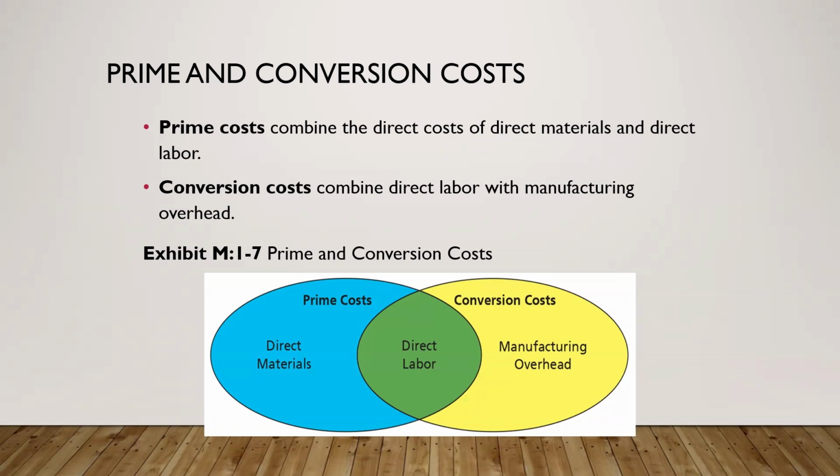Conversion costs. Conversion costs combine direct labor and manufacturing overhead. That's conversion costs. It's a combination. Now, these are the costs to convert the direct materials into the finished product.